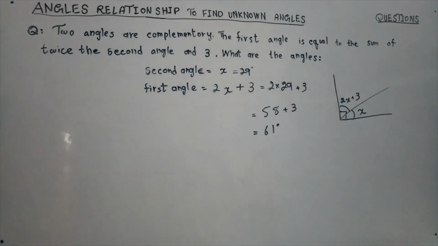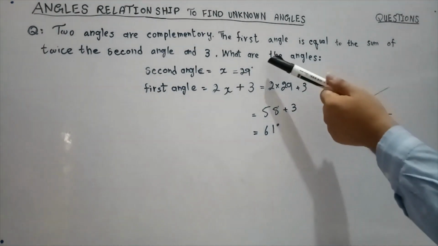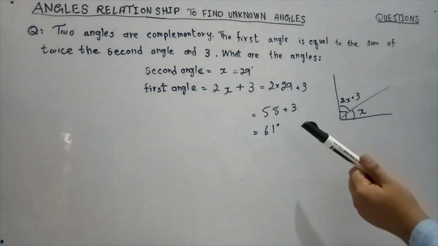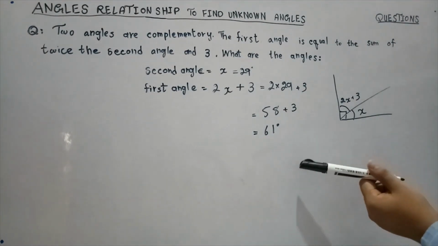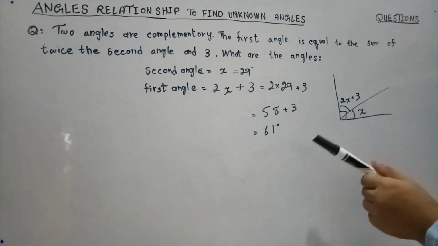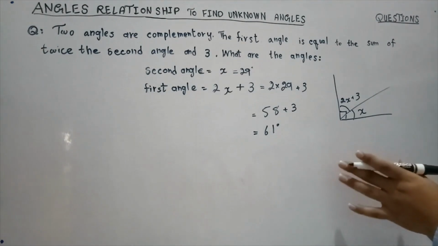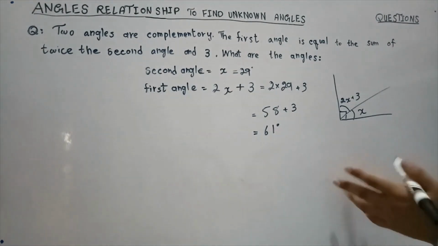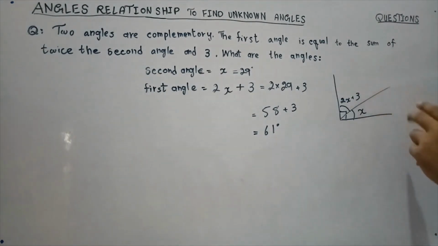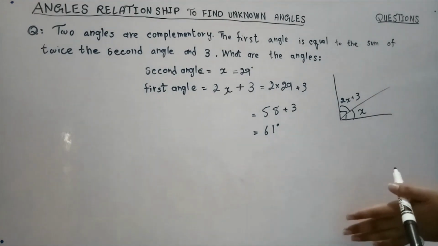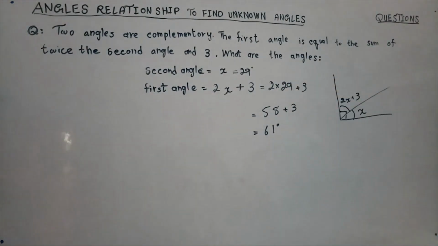So our second angle is equal to 29 degrees, and our first angle is equal to 61 degrees. These are two angles which are complementary to each other, which means their sum is equal to 90 degrees. So that's it for this video, angle relationships to find unknown angles.